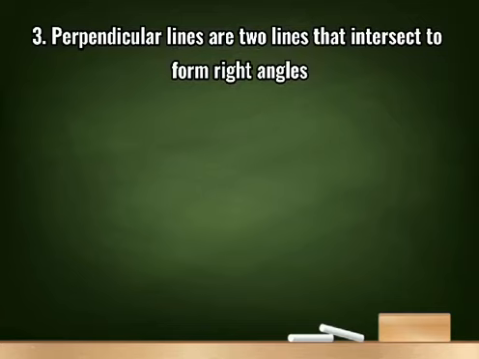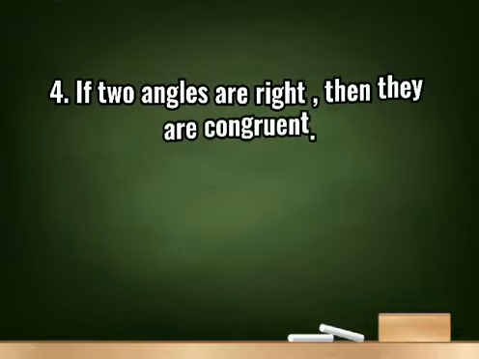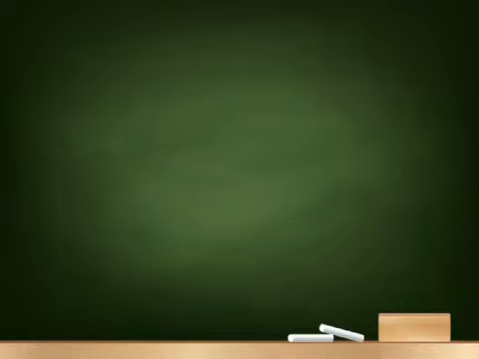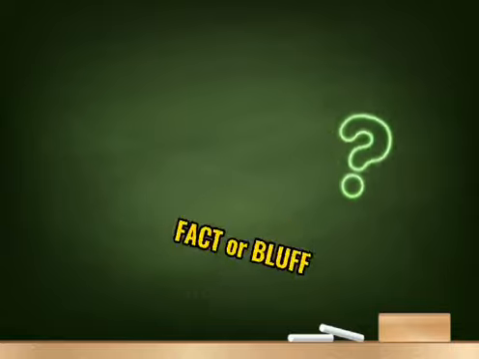Number 3, perpendicular lines are two lines that intersect to form right angles. Is it a fact or a bluff? Number 4, if two angles are right, then they are congruent. Is it a fact or a bluff? Number 5, two adjacent triangles have a common side. Is it a fact or a bluff?